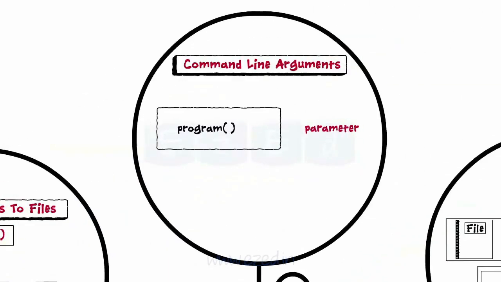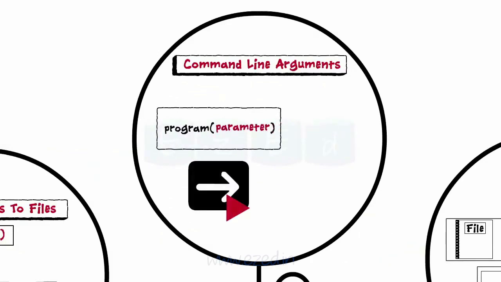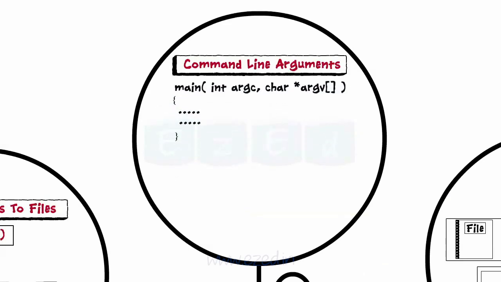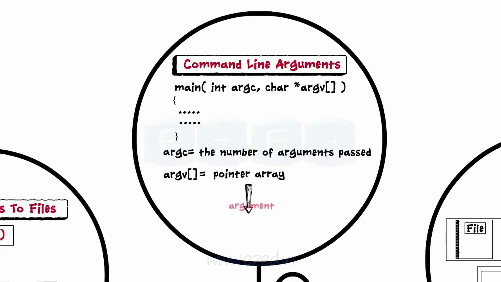Command-line arguments are parameters supplied to the program when the program is invoked. It is possible to pass arguments to C programs when they are executed. The brackets which follow main are used for this purpose. argc refers to the number of arguments passed, and argv is a pointer array which points to each argument which is passed to main.